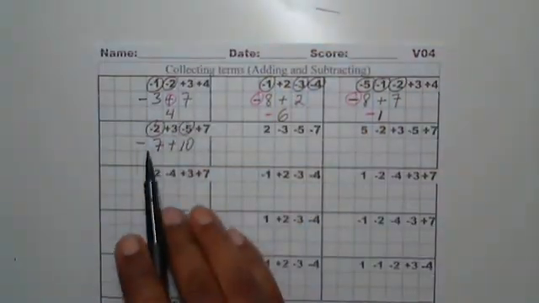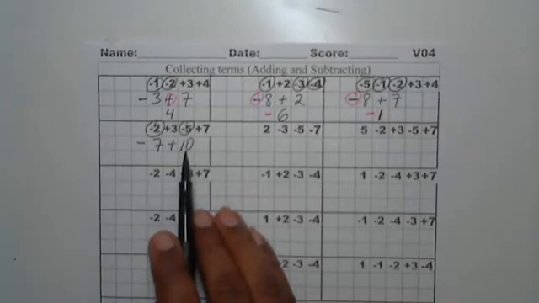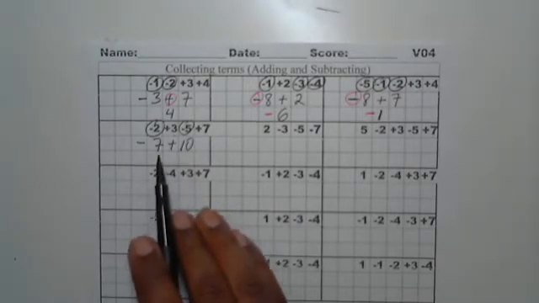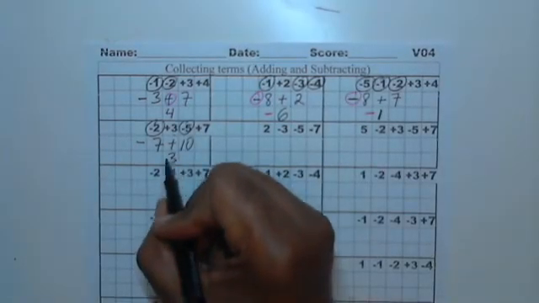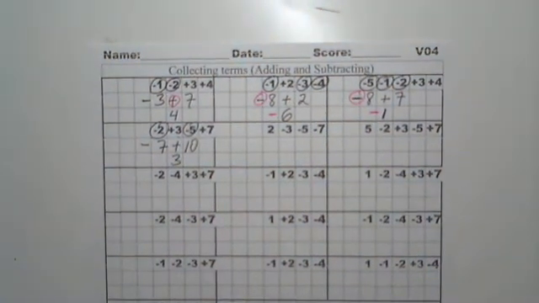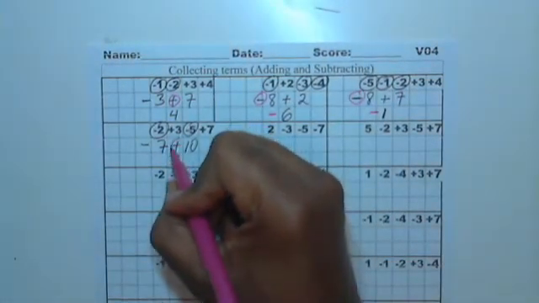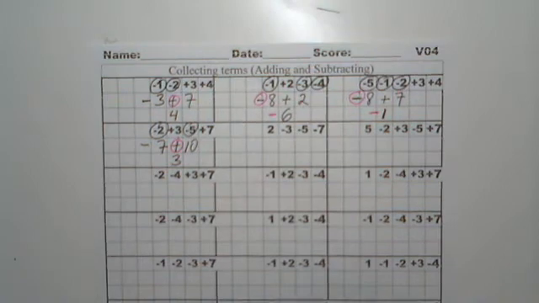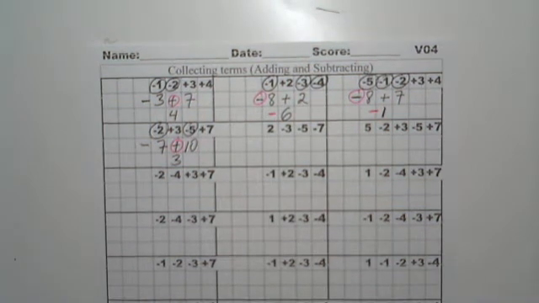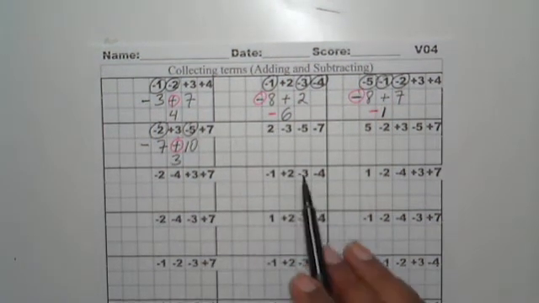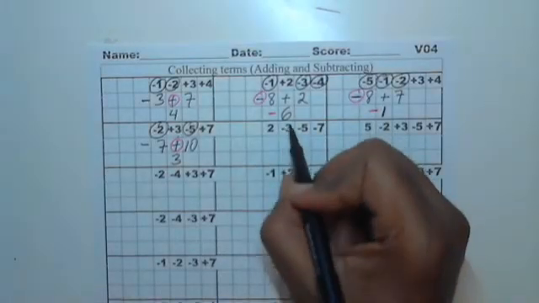Now these are different signs. -7 and +10 are different signs, so these will subtract. So 7 from 10 leaves 3. Now bigger sign always wins, and the bigger sign comes from the 10. So this will be a +3. So we won't write a plus in front. Let's assume positive.